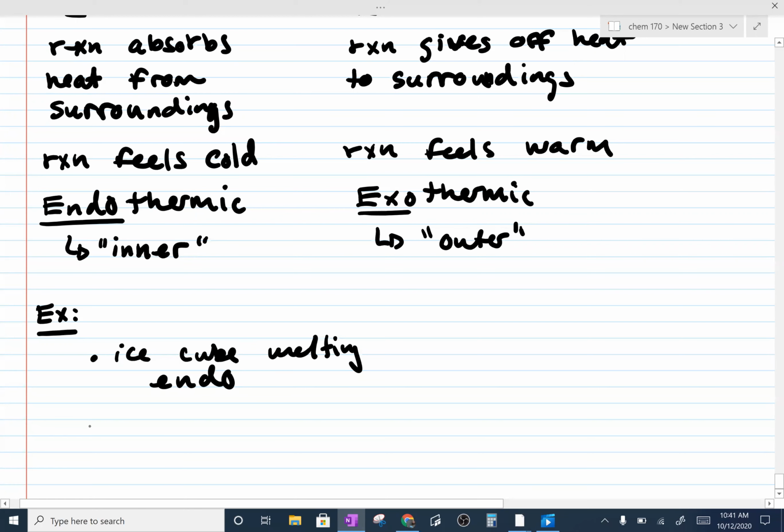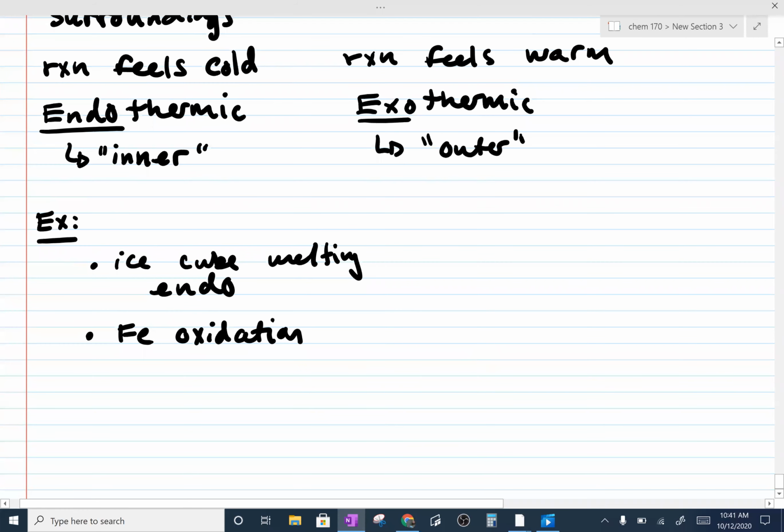What about iron oxidation? This is what's happening in hand warmers, right? You're oxidizing the iron very quickly and you're releasing all of that energy. So this therefore must be what? Exothermic. This is exothermic because it's releasing heat energy from the system into the surroundings. Okay, so in the case of an ice cube melting, the delta H is positive. In the case of iron oxidizing, the delta H is negative.